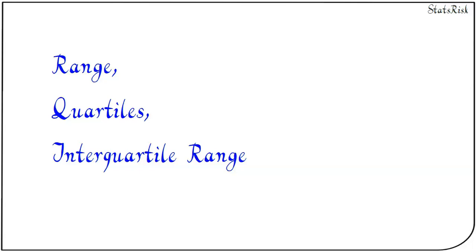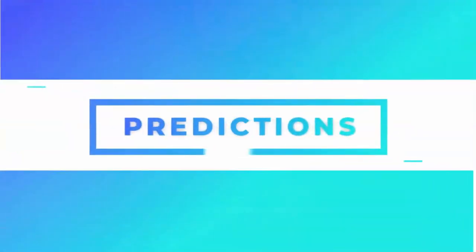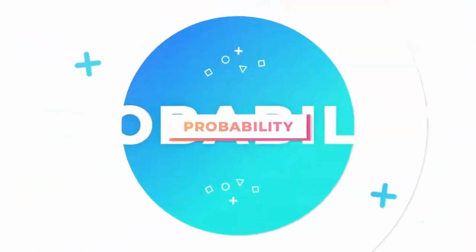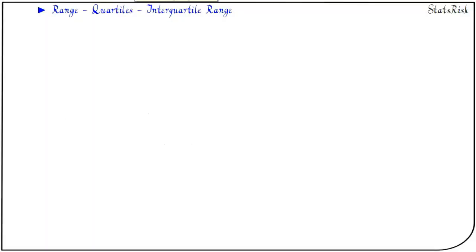In this lesson, we shall look at the range, the quartiles, and the interquartile range of a set of observations. The range, the quartiles, and the interquartile range are three useful metrics for summarizing the spread of a set of observations or a set of data. Let us start with the range.